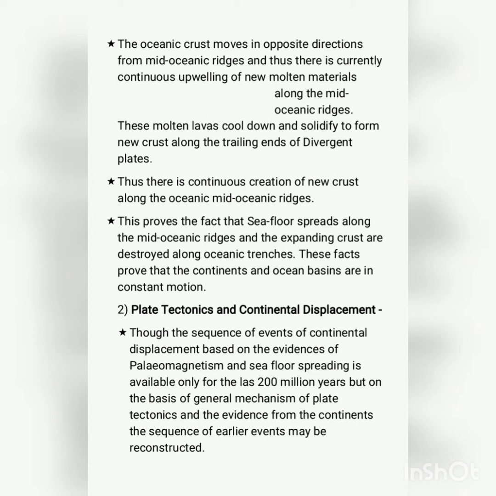Now when the lava comes out, it cools down and solidifies to form a new crust. Here the new crust formation is taking place along the trailing ends of divergent plates, over the ends of the plates which diverged. Moving further, thus there is a continuous creation of new crust along the mid-oceanic ridges. With the same process, a new crust is always being formed along the mid-oceanic ridges.